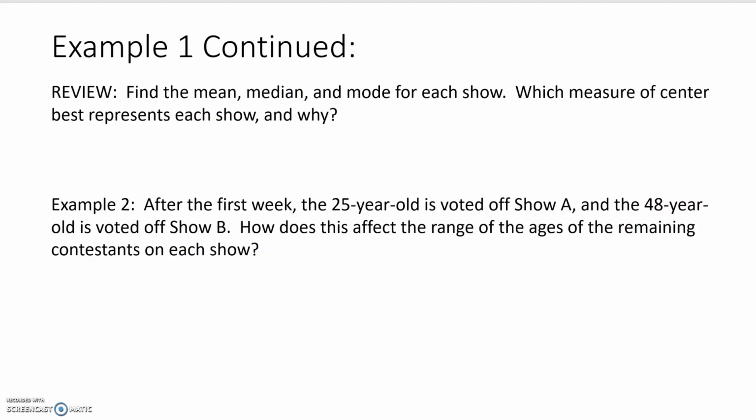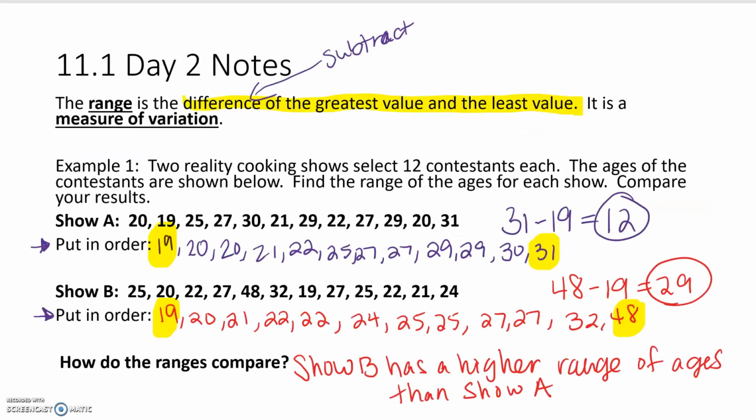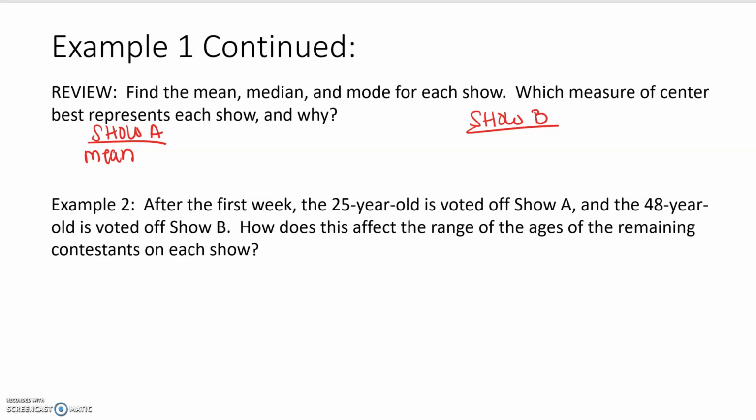Okay, we're going to keep with our cooking show contestants, and now we're going to find the mean, median, and mode for each show. So I'm going to start off by doing all of my data for show A, and then I will find everything for show B. So for show A, I want to find my mean first. Remember, mean, we are adding up all of our numbers, so I'm going to go back to that first slide. I'm going to add up all of those numbers together. And when I do that, I should get 300. Remember, there were 12 contestants per show, so I'm going to divide by 12, and I get 25 for my mean.